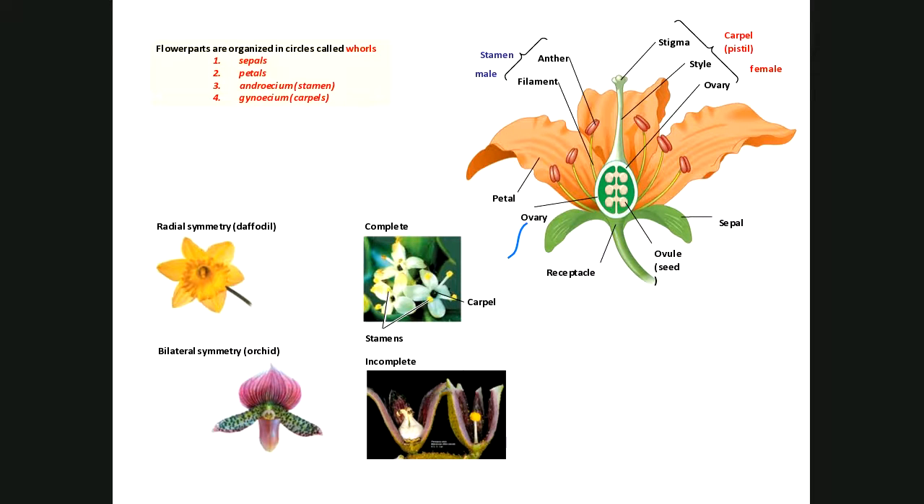So, again, let me run through the parts of the flower. There are male and female parts on most flowers, I believe, although there are some flowers that exhibit what we would call sexual dimorphism. So what we mean by sexual dimorphism is that when we look at organisms, there is a male and a female, okay?